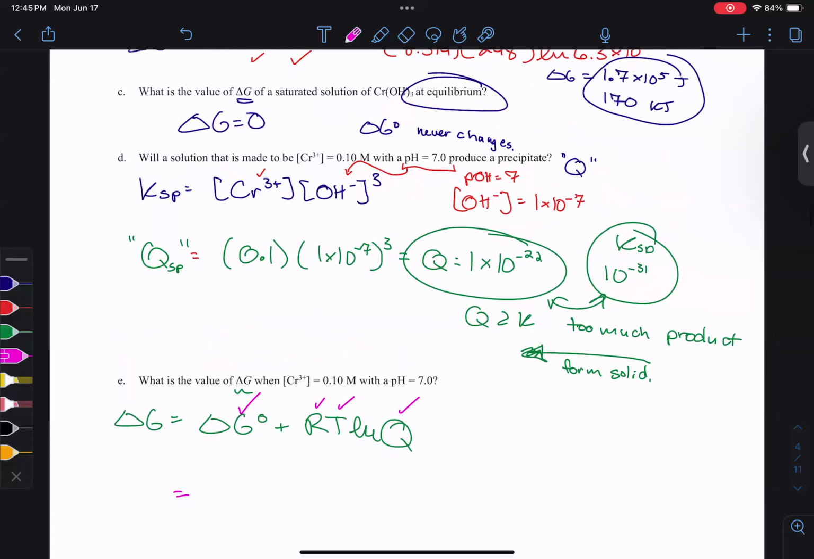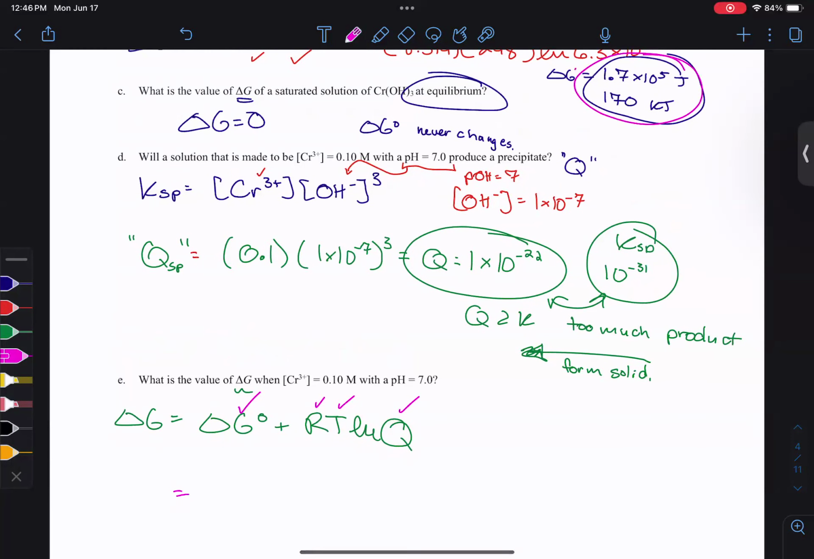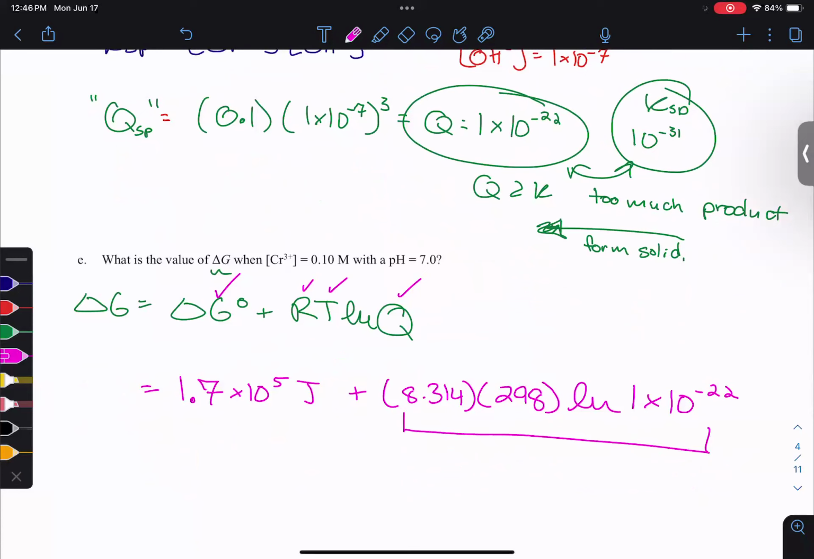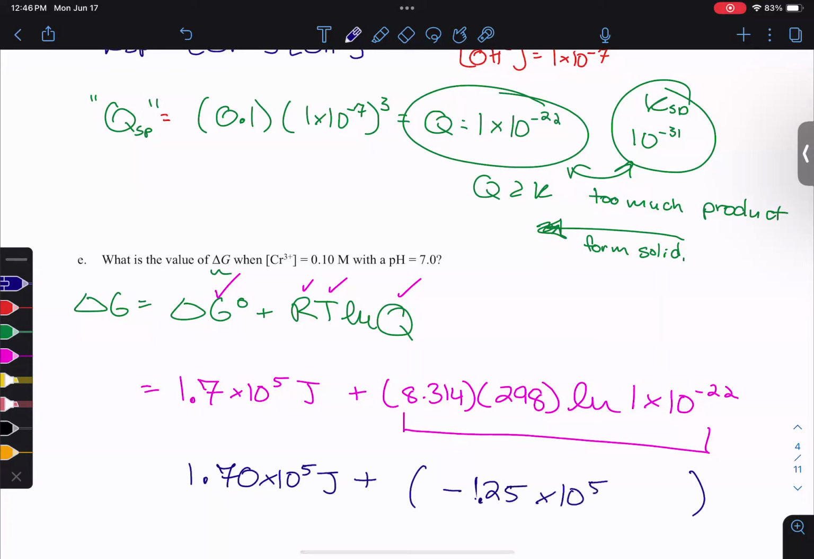Delta G naught we got up here. Sorry, there should be a naught there because that was coming from K at standard conditions. So this is 1.7 times 10 to the 5 joules. I'm using the joule version because R is in joules, and I don't want this to be in kilojoules. R is 8.314, temperature is 298, ln Q, where Q we just calculated as 1 times 10 to the negative 22. If you calculate this part, we get 1.70 times 10 to the 5 joules plus this, which is a negative number, negative 1.25 times 10 to the 5 joules.